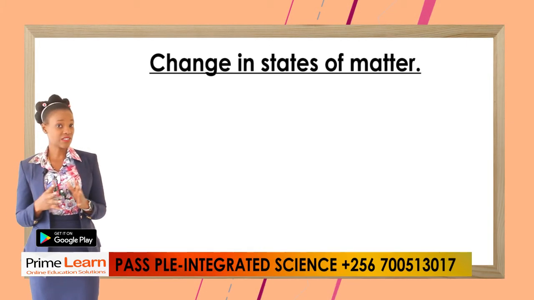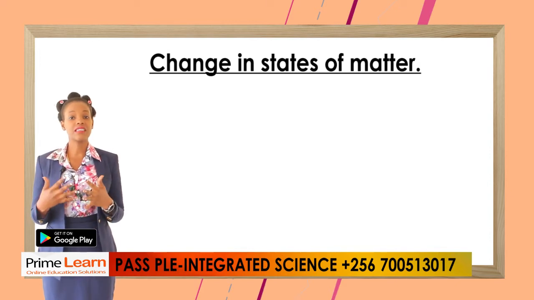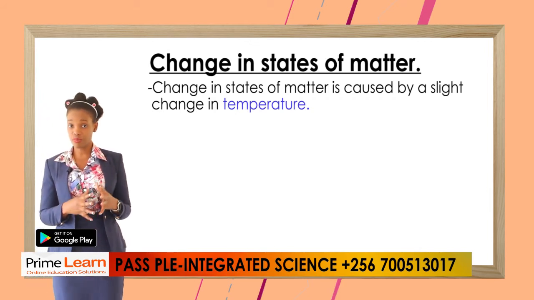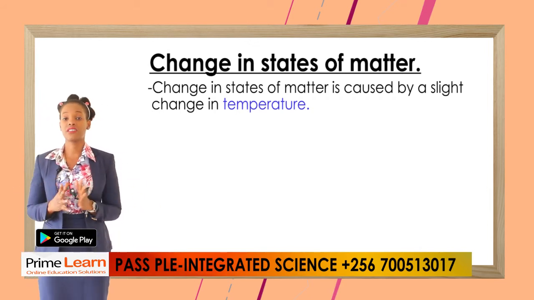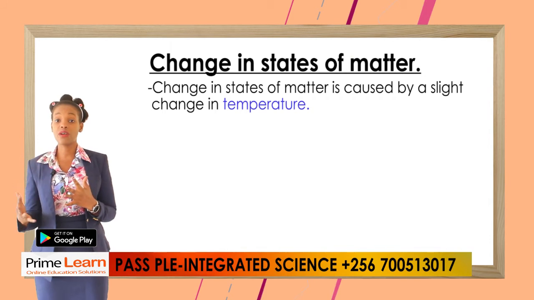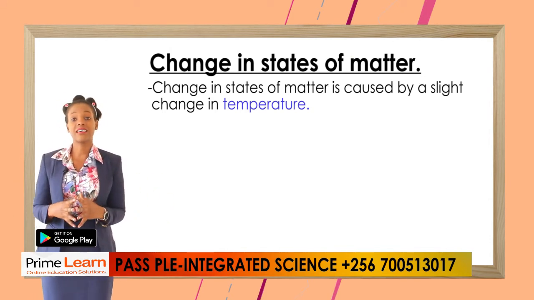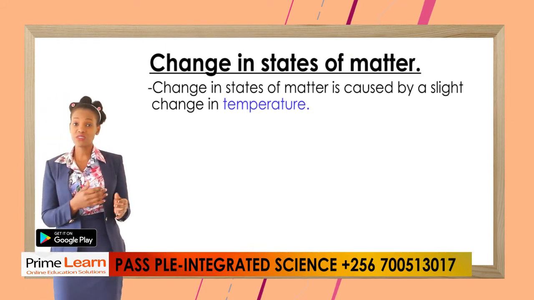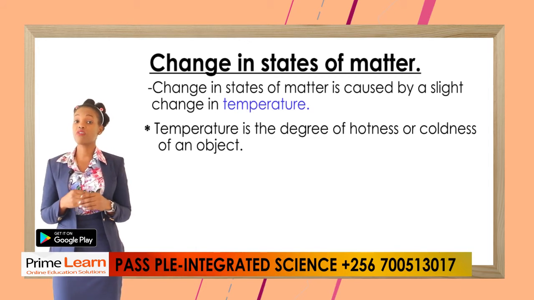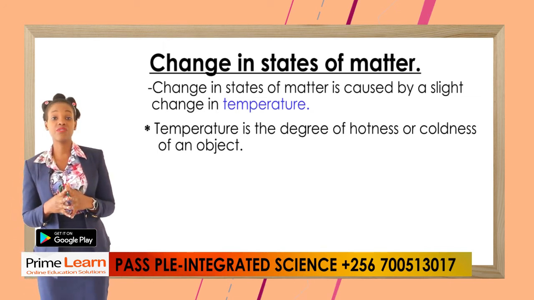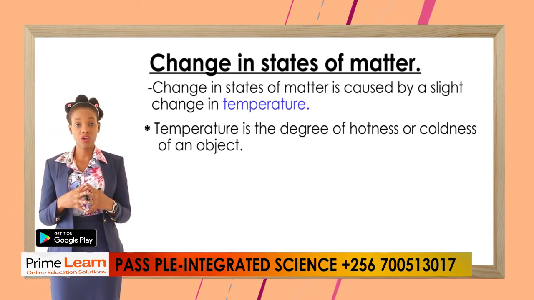We are going to look at the changes in state of matter. But first of all, we need to know, what do we mean by change in states of matter? Change in state of matter is caused by a slight change in temperature. Remember, we have seen the different states of matter, the solids, the liquids, and the gases. And here they are telling us that they can easily change from one state to another. So they are telling us that the change in states of matter is caused by the change of temperature. When I talk about temperature, I mean temperature is the degree of hotness or coldness of an object.